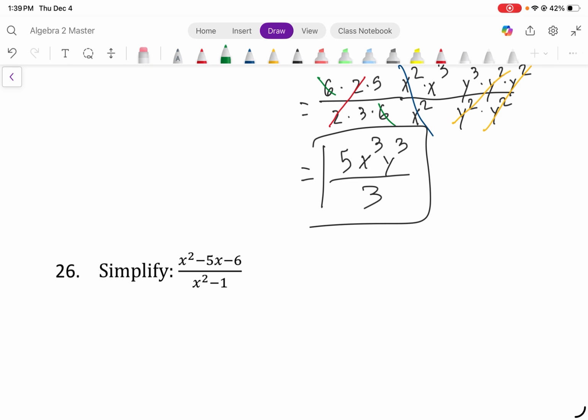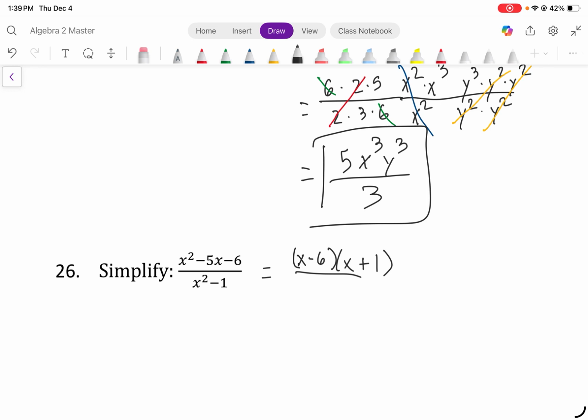So number 26 here says to simplify. What that means is right away, factor anything and everything that you can. On the top, x times x gives me x squared. To get to a minus 6, I need one positive and one negative. So this is going to be a minus 6 and a positive 1. Because then when I do my outside, that's a positive x. Inside is a negative 6x. Together that gives me the negative 5x.